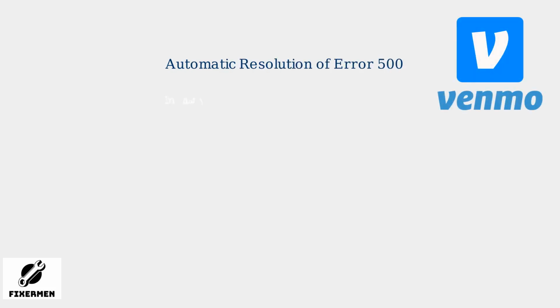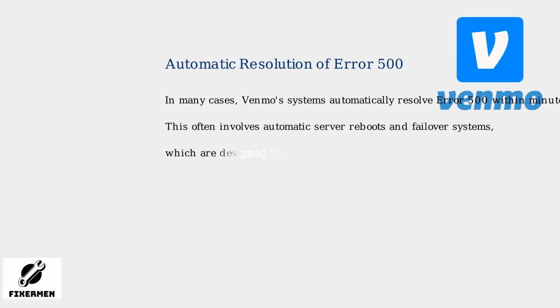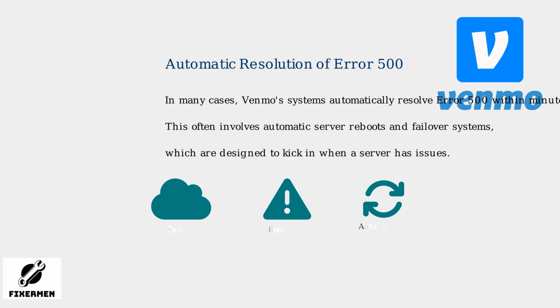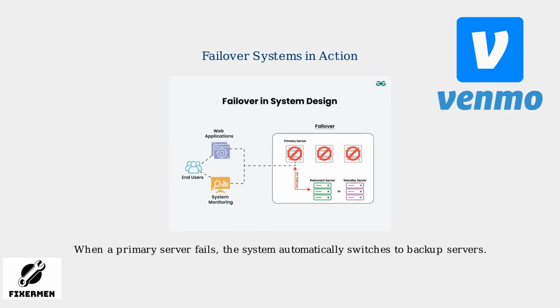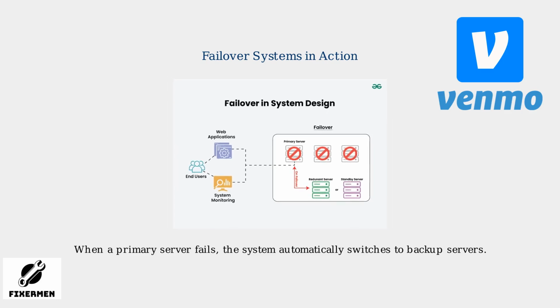In many cases, Venmo's systems automatically resolve Error 500 within minutes to hours. This often involves automatic server reboots and failover systems, which are designed to kick in when a server has issues. Failover systems are a key part of automatic resolution. When a primary server encounters issues, the system automatically switches to redundant or standby servers to maintain service continuity.